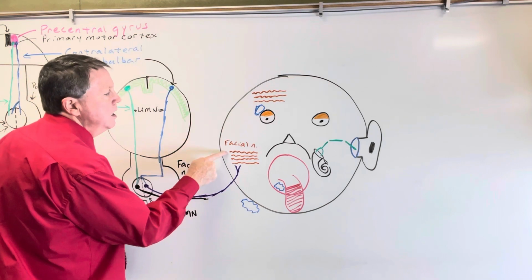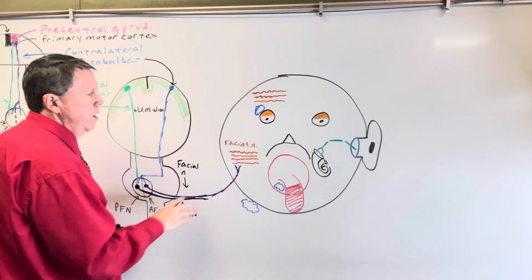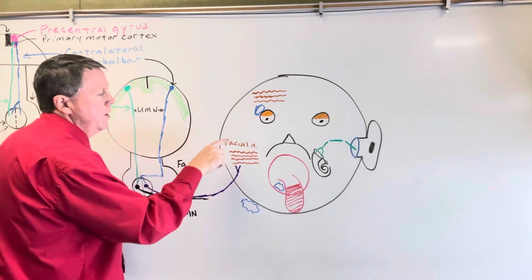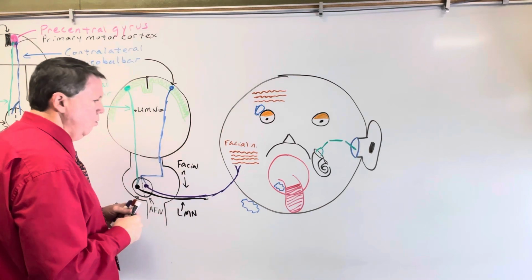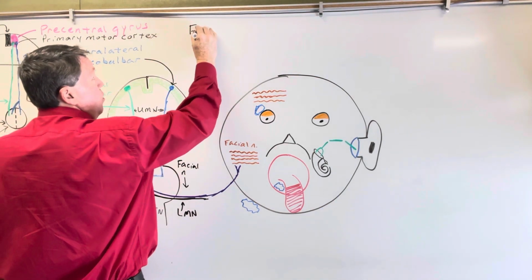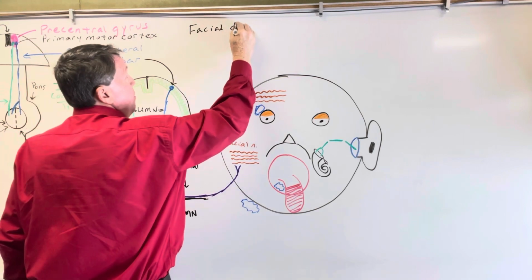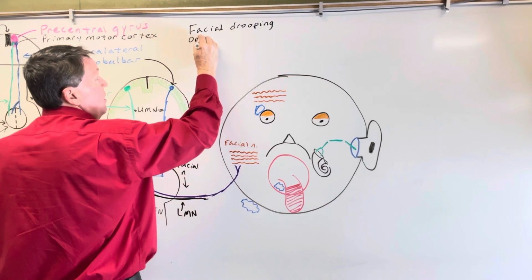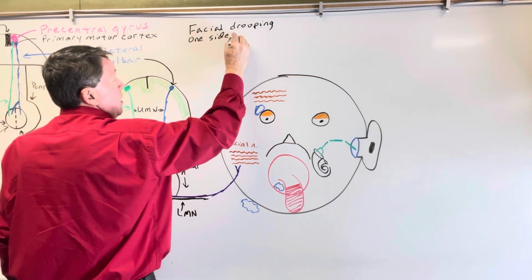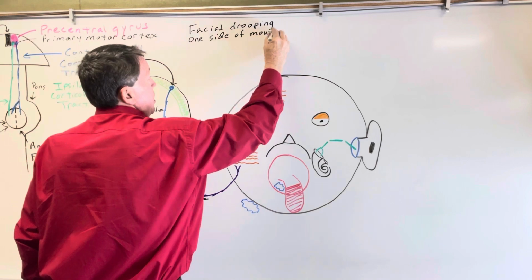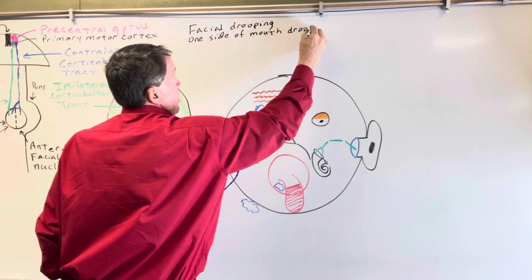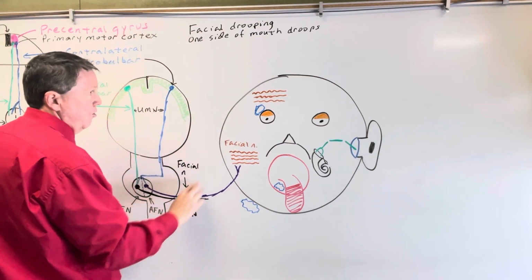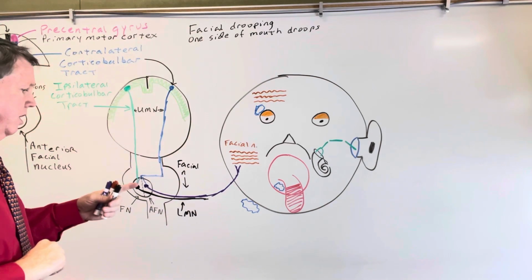So now, what's going to happen if there's damage to this nerve? Those facial muscles are not going to work. Now, you have them all over, but those facial muscles are not going to work, and you are going to get facial drooping. Because this is in the lower part of the face, one side of the mouth is going to droop. Okay, so we're also going to have this lower part come up to here, and I'll talk about that in just a minute. That's also going to be a facial nerve.